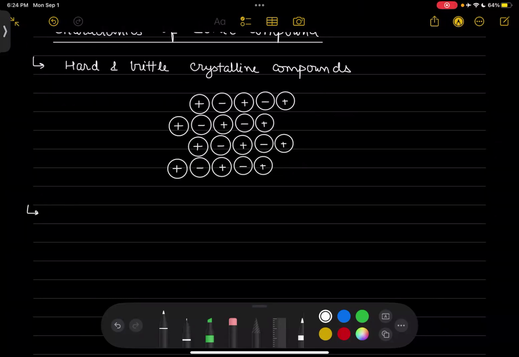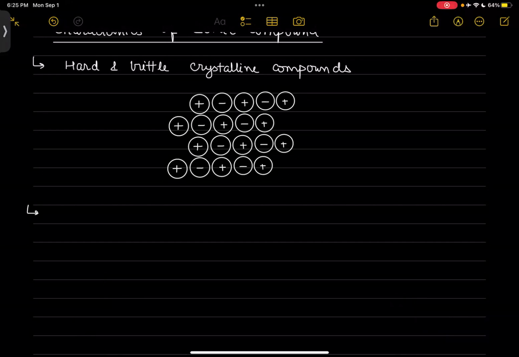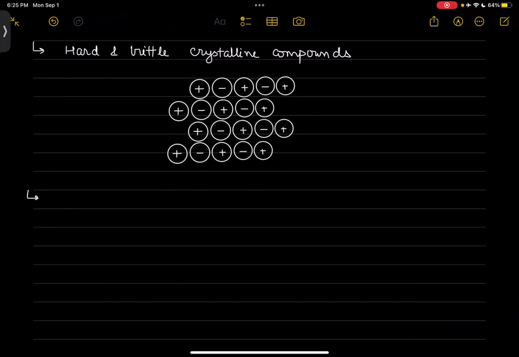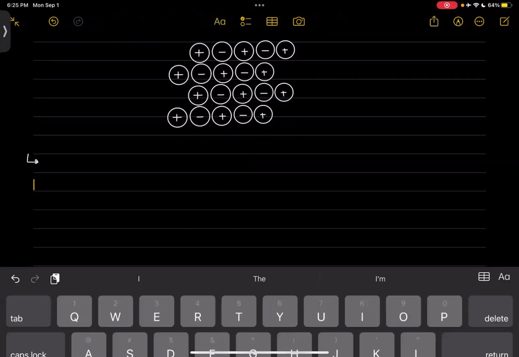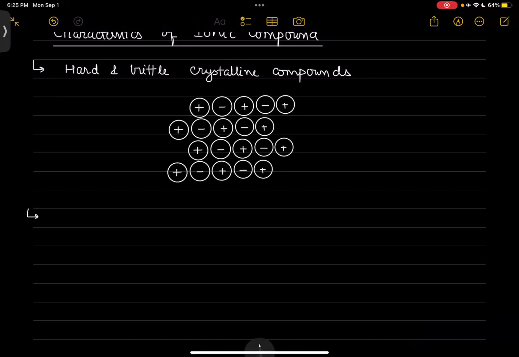Next is: do they conduct electricity in solid state or when they are dissolved in water? Dissolved in water. So why will they not conduct electricity in solid state? The ions can't move in solid state. Can they move? No, sir. They do not conduct.